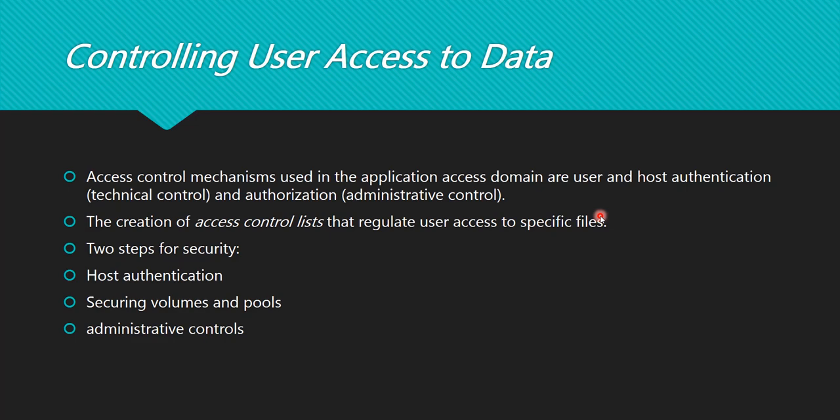Next is, what are the various controlling parameters in this case? Firstly, access control mechanisms used in the application access domain are user and host authentication and authorization. This is very, very important. A strong, secured environment is required so that only the authenticated host should be able to access the storage. Secondly, the creation of access control lists, on the basis of role-based access, means we divide the people into their different roles, and authorization and authentication is provided to them according to the roles of the organization. For this, the two steps of security are, first, host authentication, and second, securing volumes and pools and administrative controls. So after host authentication, we need to secure the volumes and pools.